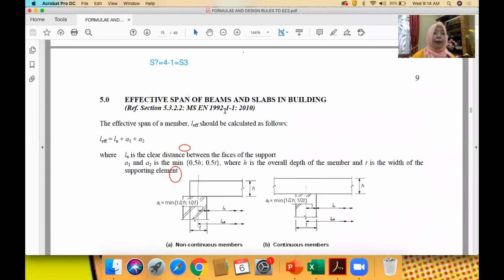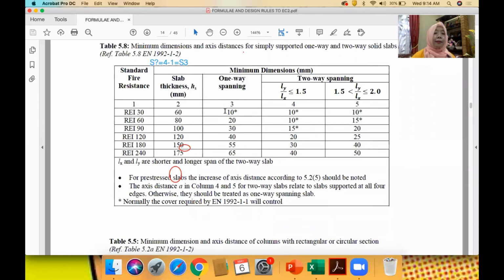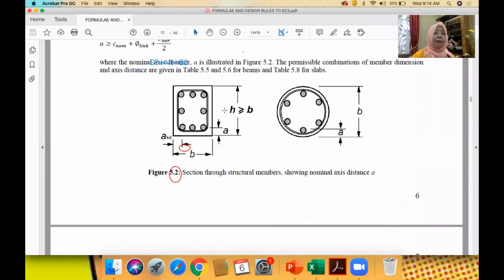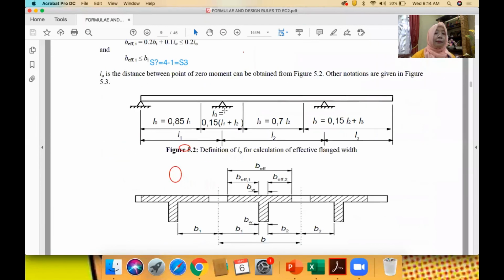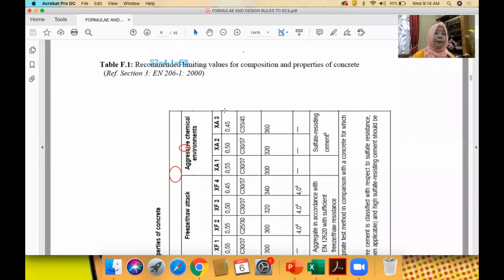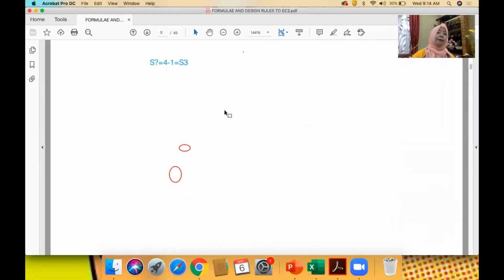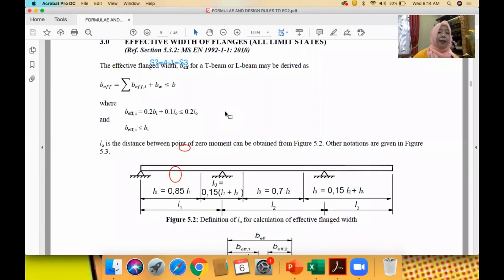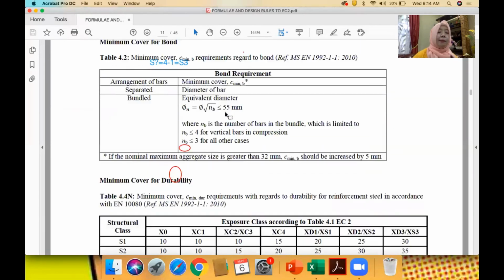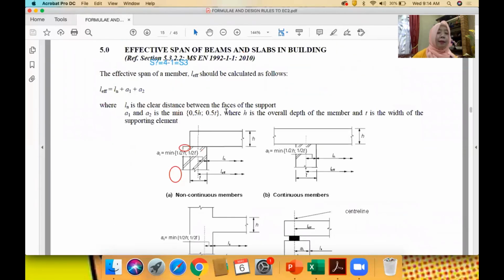How to calculate the effective length? Usually LBD is 12 diameter.